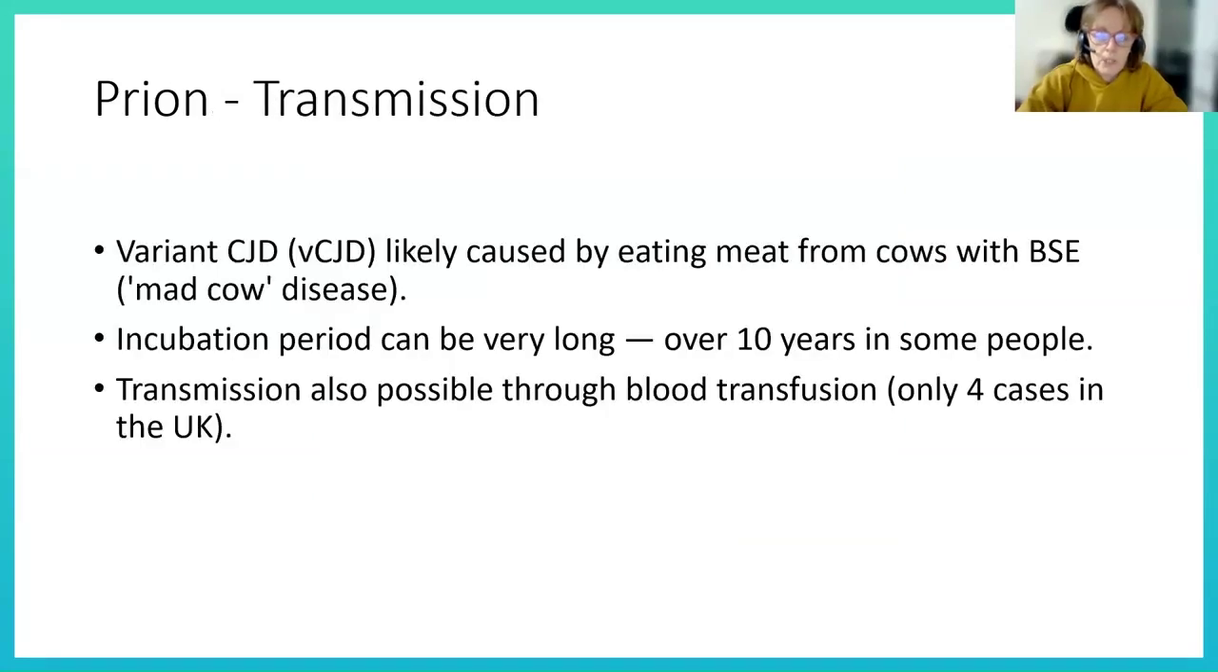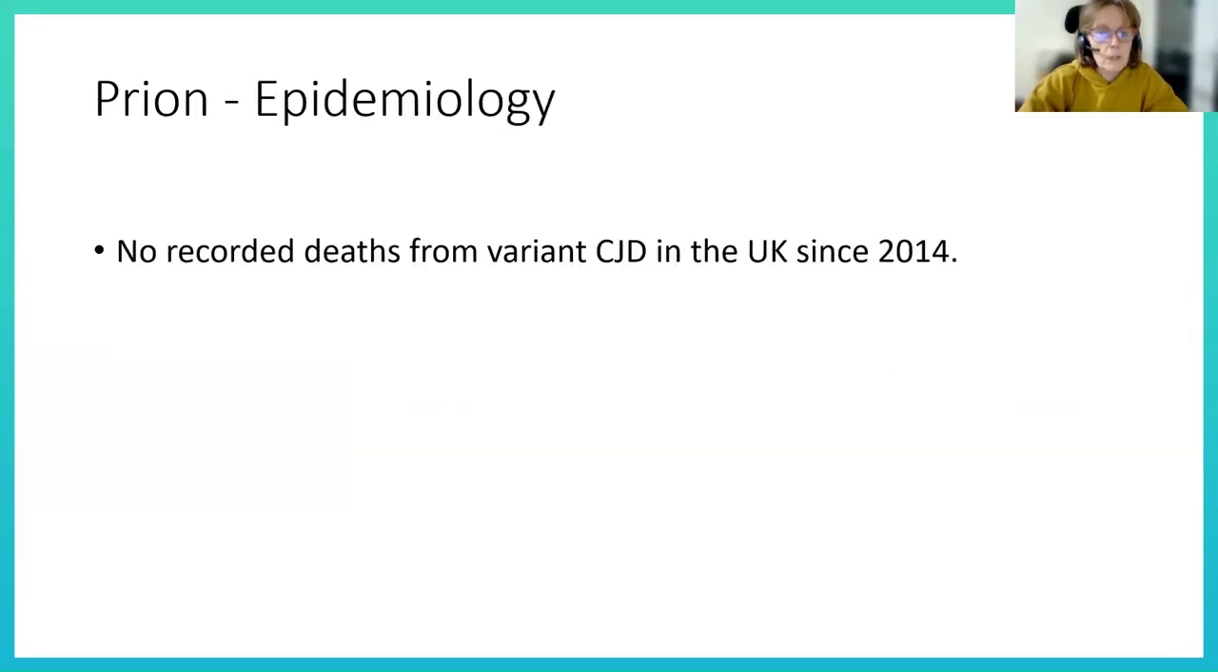CJD, or Creutzfeldt-Jakob disease, is spread to people from cows with BSE, mad cow disease. It can have a very long incubation period, over 10 years, and it's also possible to be transmitted person to person through blood transfusion, but we've only seen a few cases, but it is possible. There have been no recorded deaths from Creutzfeldt-Jakob disease in the UK since 2014. We're extremely careful about the cuts of meat that we eat. In the EU, there are very strict laws about food.